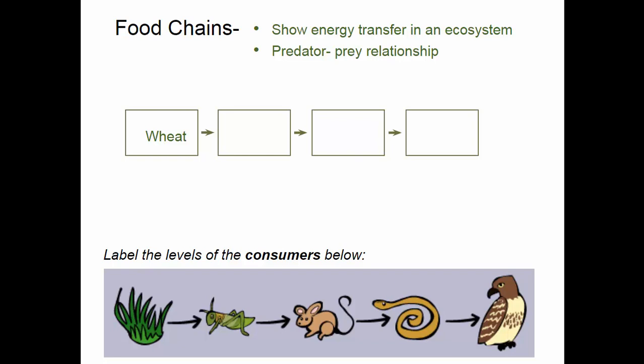So wheat, which might be eaten by a mouse, which might be eaten by a snake, which is then eaten by an eagle. And we have a food chain. Energy begins by being captured by the wheat plants and then goes through this series of transformations.